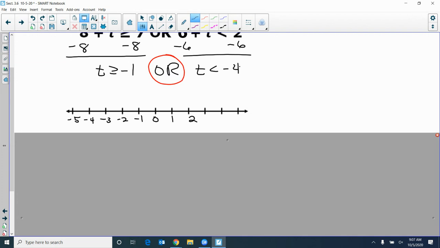Greater than or equal to -1. Solid dot at -1, shaded to the right. Less than -4. Hollow dot on the -4, shaded to the left. Both of those are our answers. Leave that. Okay, because it just says the word or, then you're good.